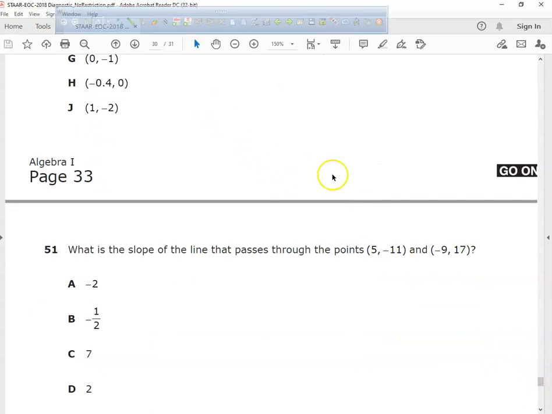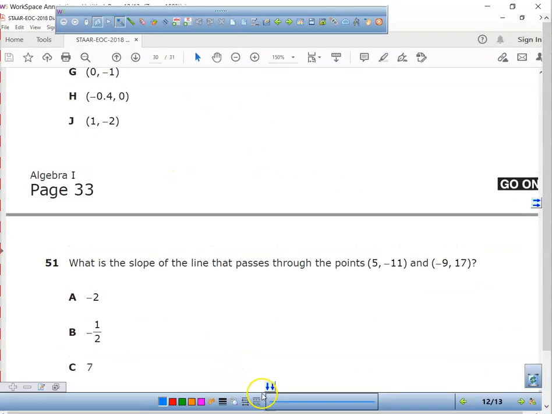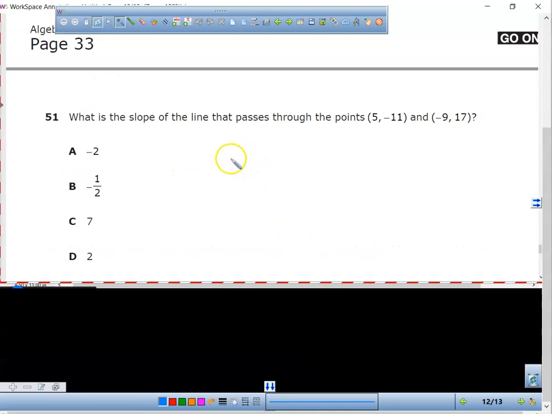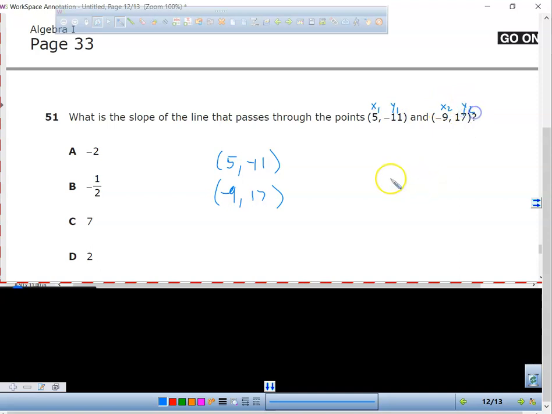All right, guys, it says, what's the slope? Okay? I'm going to do it by hand, and then I'm going to do it in Desmos. We'll do it by hand. We'll do it by Desmos. There's two ways to do this. There's x1, y1, x2, y2. The traditional way is to do y2 minus y1 over x2 minus x1. We'll do it the traditional way.